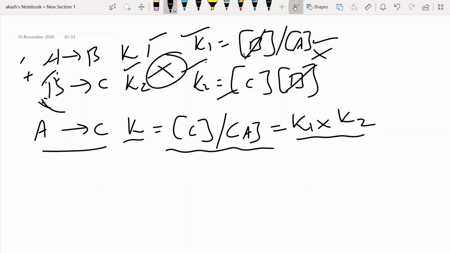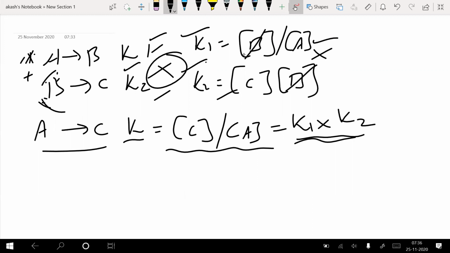Remember that whenever you add two reactions, their equilibrium constants have to be multiplied. Please remember this. Three operations: one for reversal, one for multiplying with a number, and third is addition or subtraction of two or more reactions. These things you will remember, which is going to help you a lot.